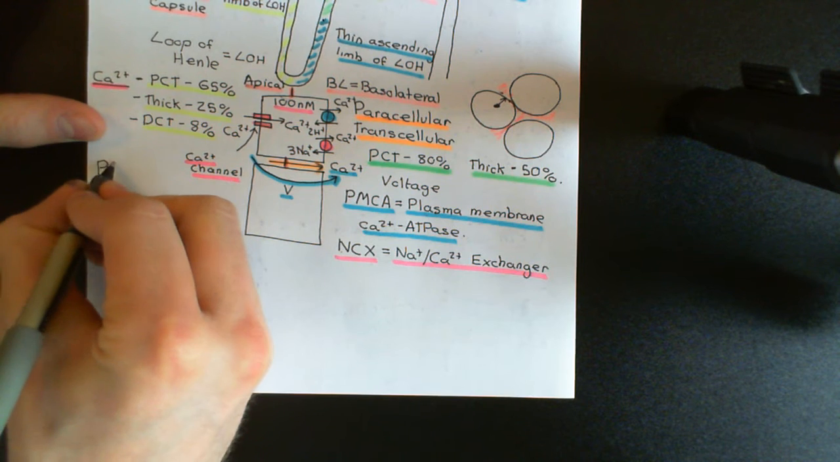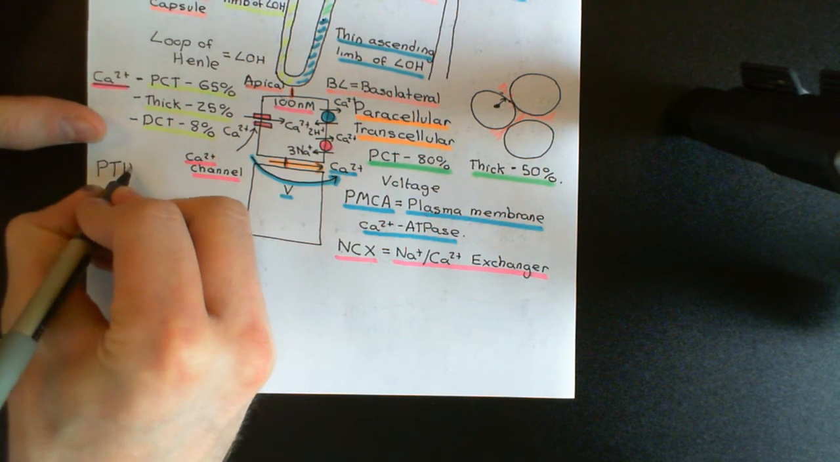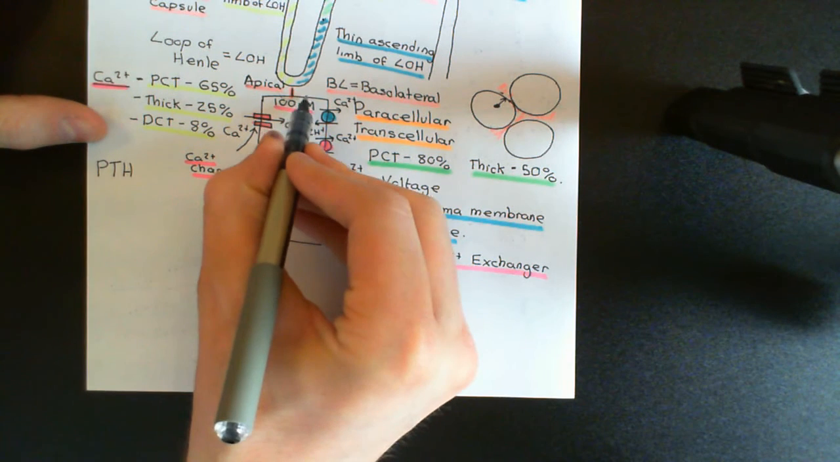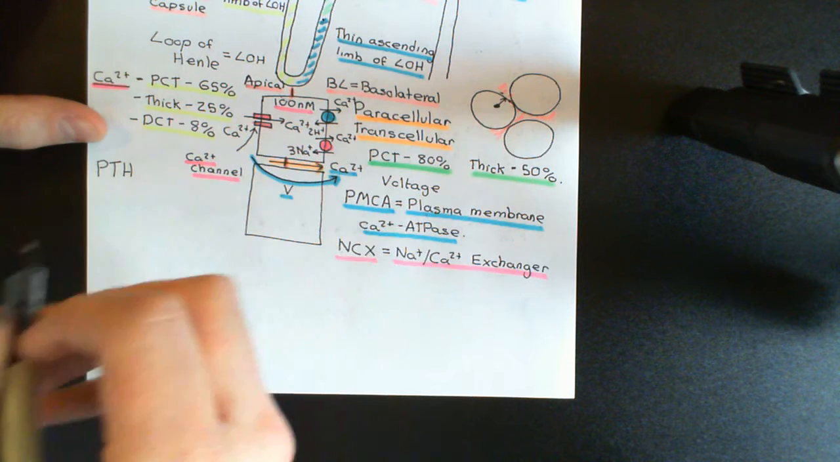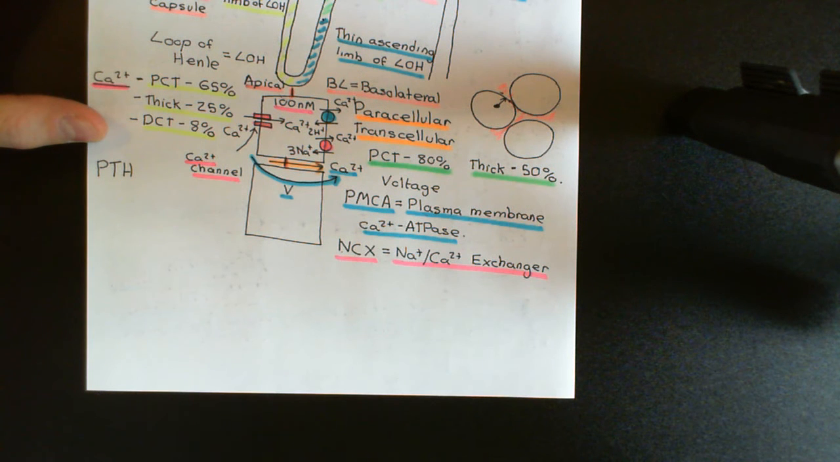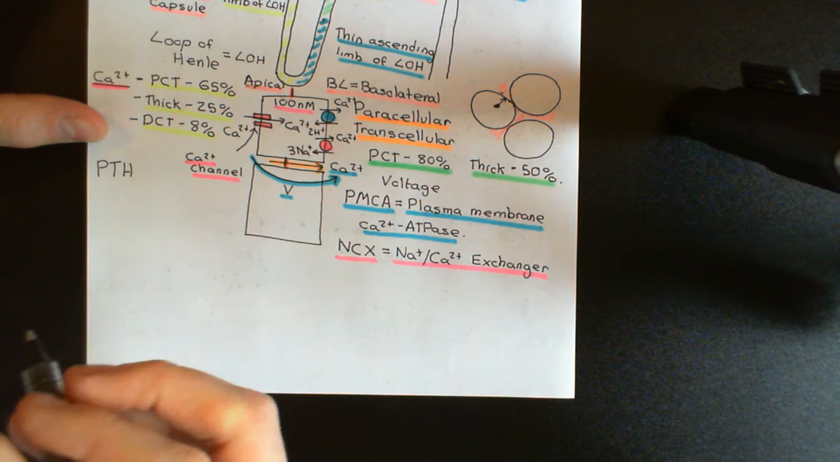So parathyroid hormone is going to come down to the kidneys and it's going to bind to a receptor that is on the basolateral membrane of the renal tubule cells in the proximal convoluted tubule, in the thick ascending limb of the loop of Henle, and in the distal convoluted tubule.